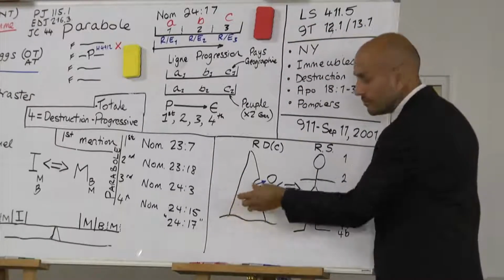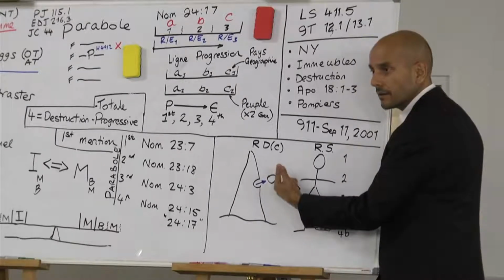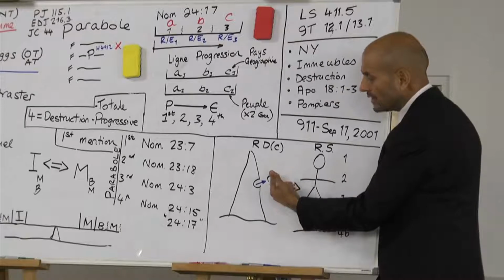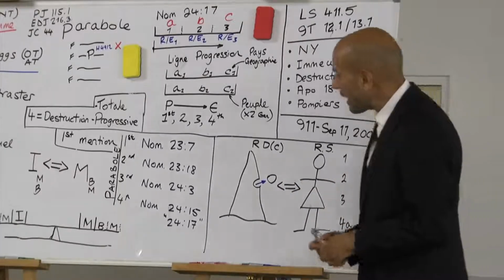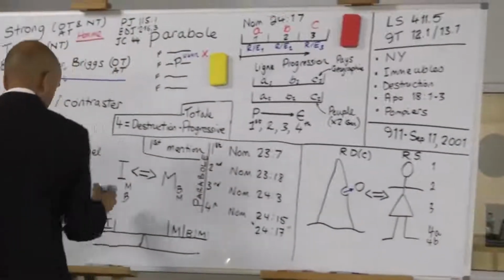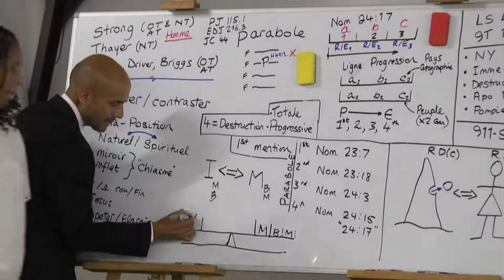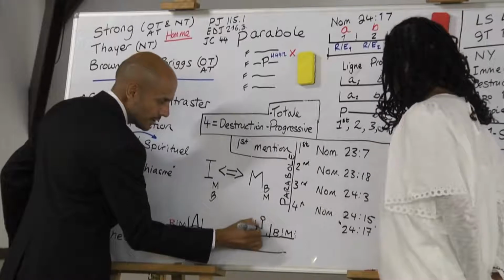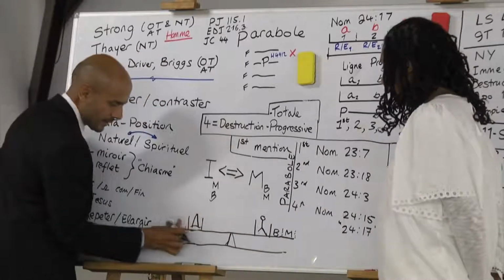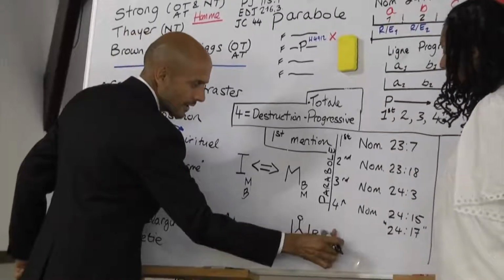If you have this kingdom and something comes out of it, what needs to happen on this side? Let's draw our balance. Here's the mountain. Here's the statue. What you've got on here, a stone.